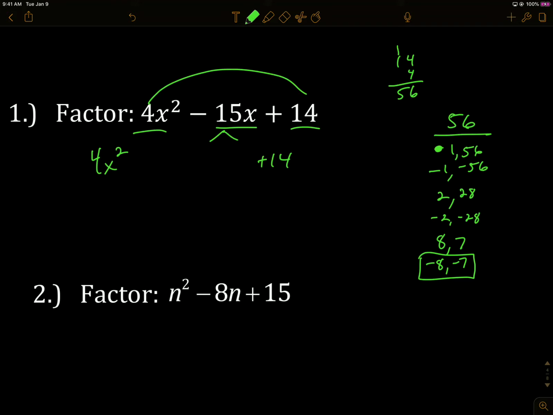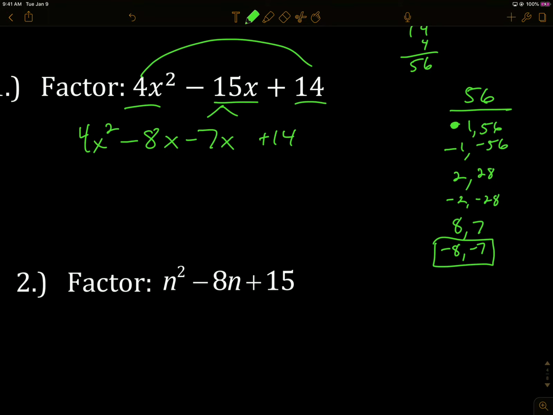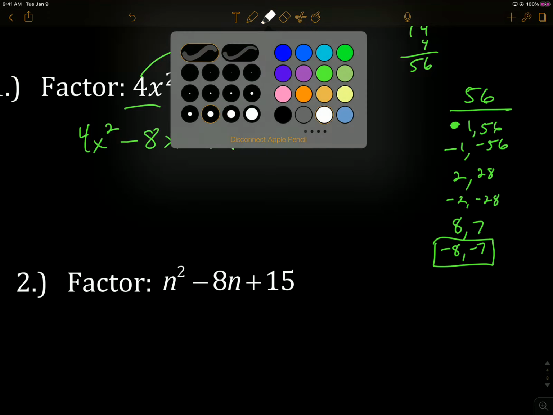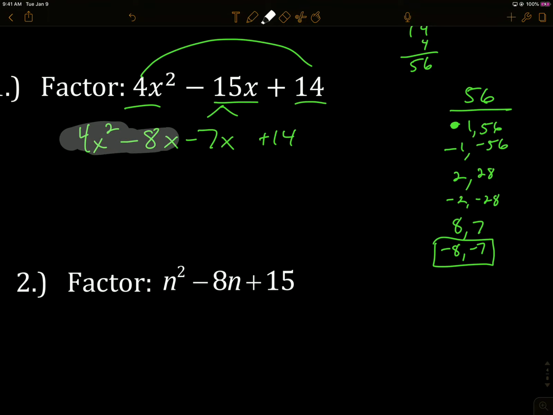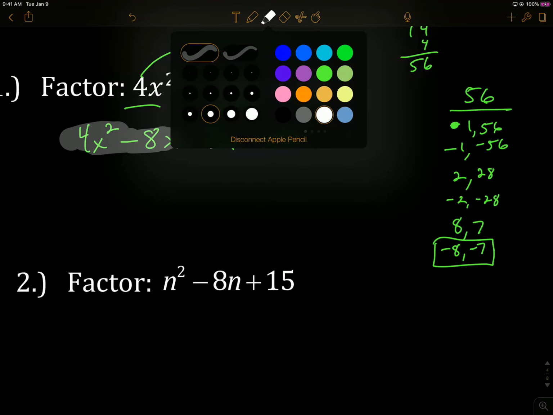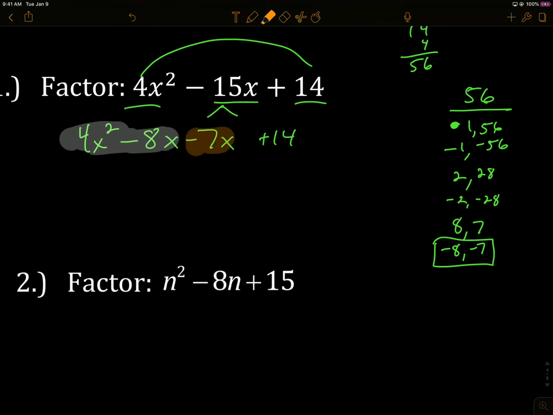Now, what should I put first, the negative 8 or the negative 7? Which one's going to go better with 4 when I factor? The negative 8. Then I have minus 7x. That's going to go better with the 14 anyway. So remember now, once we have 4 terms, we're doing common factor by groups. So we'll do the first 2, and then we'll do the next 2.